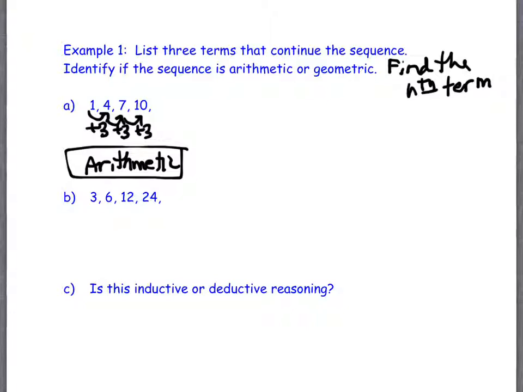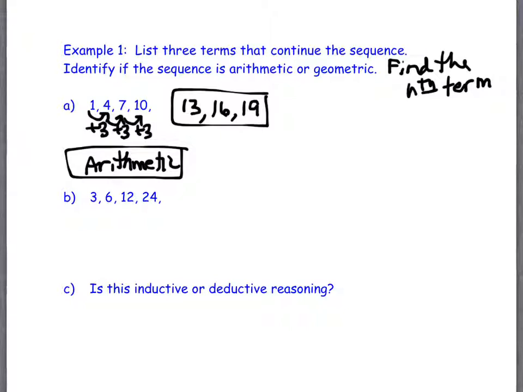Now, it says list 3 terms that continue the sequence. So we're going to list the next 3 terms. So what comes after 10? 13. And then? And then? 19. Excellent. So we've done all of the directions that are actually printed in your notes now, right?